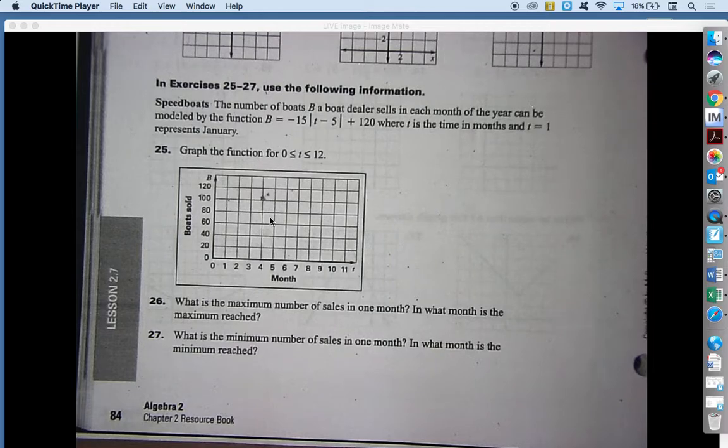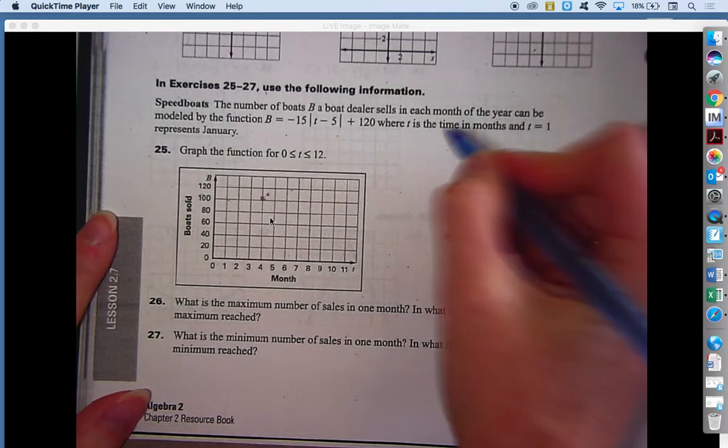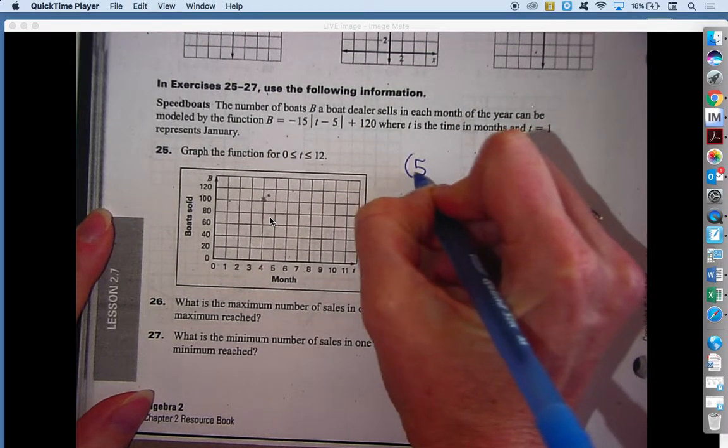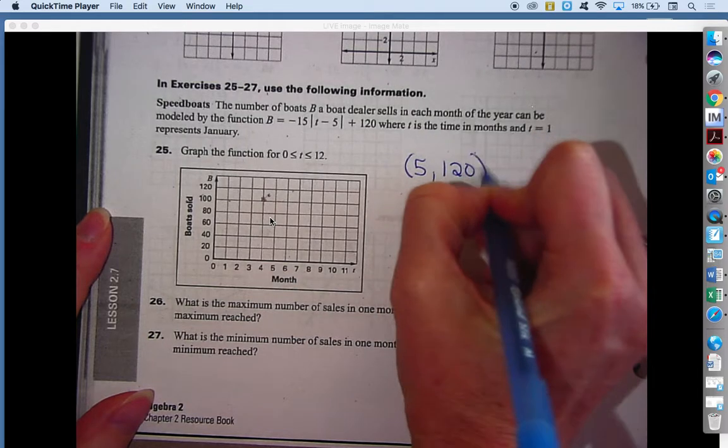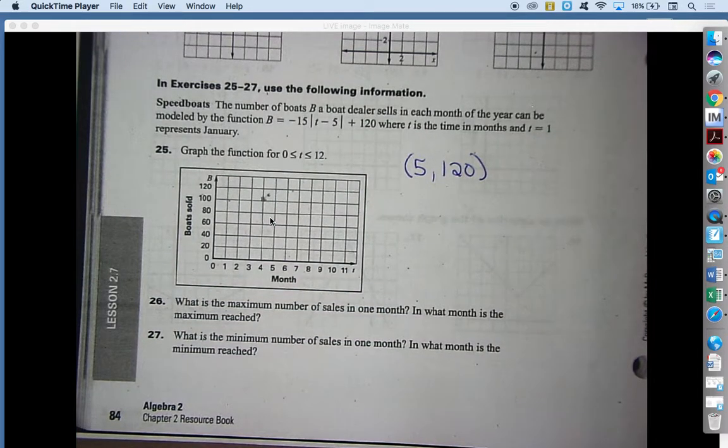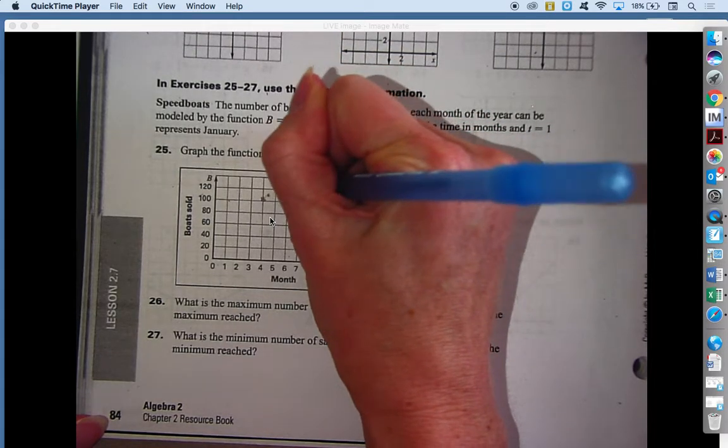Where is the highest point of the V? Or where's the vertex? Page? 5, 120. Yeah, so the vertex is at 5 and 120 because the graph is moving right 5 and up to 120. So your largest or highest point on the graph would be right here.